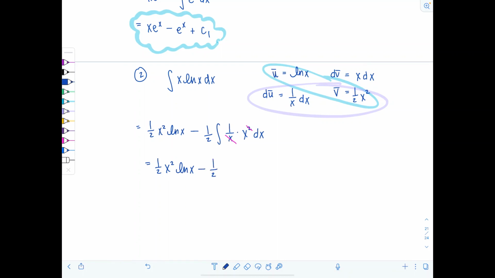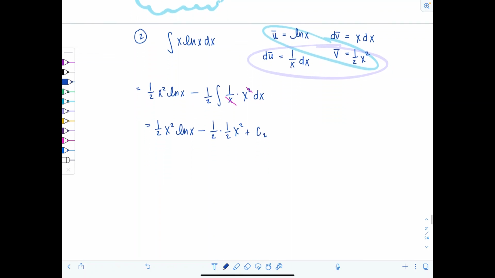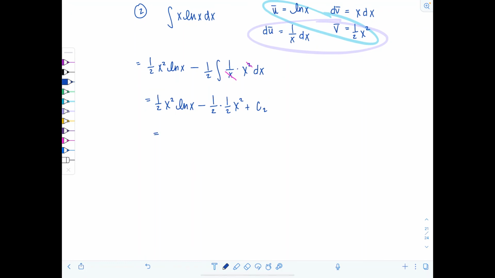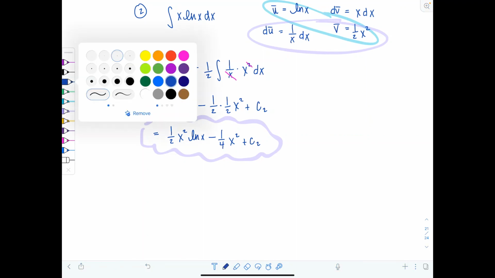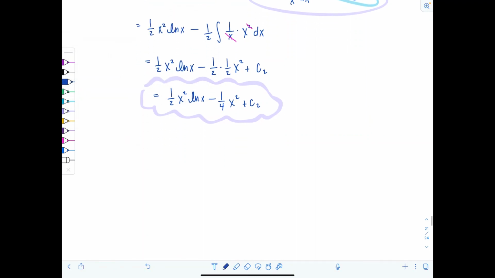minus 1/2, you know the integral of x. It's just another 1/2 x squared plus, what should we call this constant? Yes, C2. Okay, and then last step to clean it up, we've got 1/2 x squared ln of x minus 1/4 x squared plus C2. Okay, we'll put this in another cute little cloud. All right, and then back to what the original problem was.